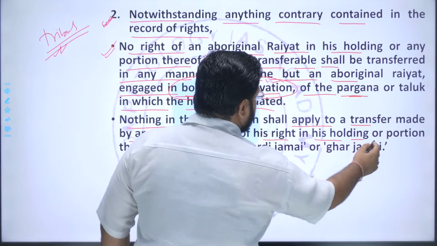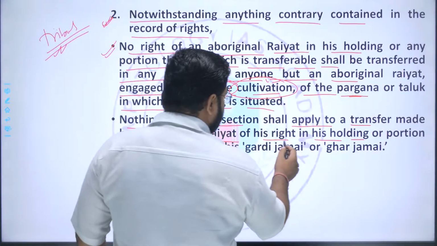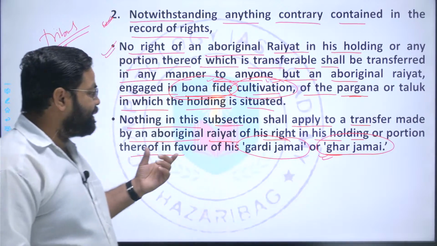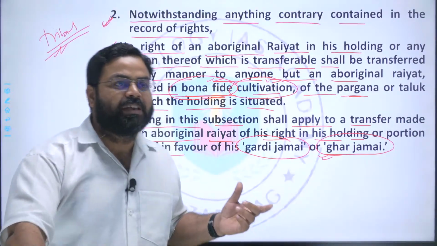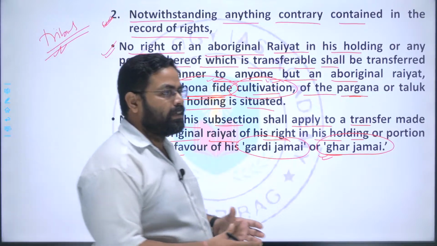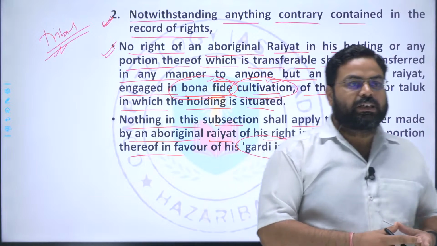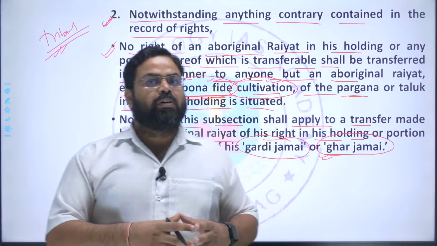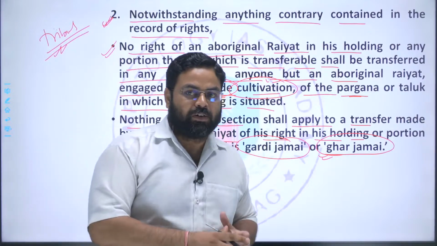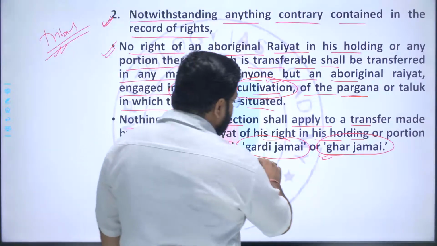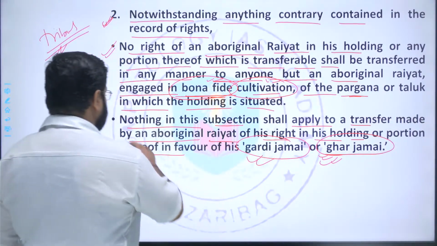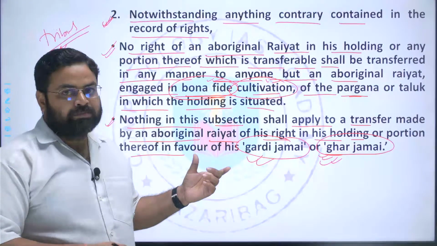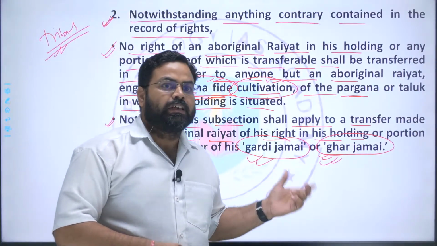And nothing in this subsection shall apply to a transfer made by an aboriginal rayat of his right in his holding or portion thereof in favor of gardi jamai or ghar jamai, right? So here again a new term, gardi jamai or ghar jamai, comes. In the tribal society there is a culture that if they marry their daughter, then in some cases their son-in-law comes to reside in the village of his father-in-law itself. So he is known as gardi jamai or ghar jamai. In such cases, nothing will restrict the father-in-law from transferring the land in his name.